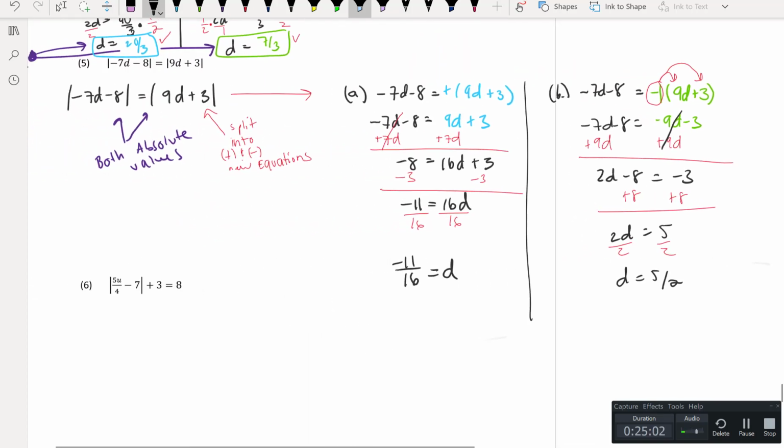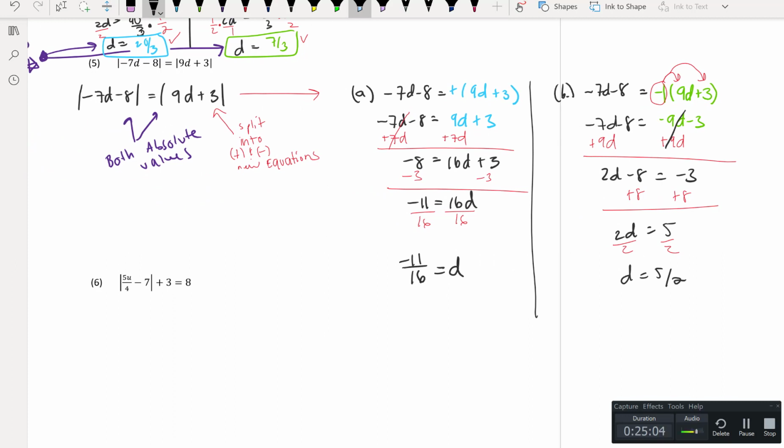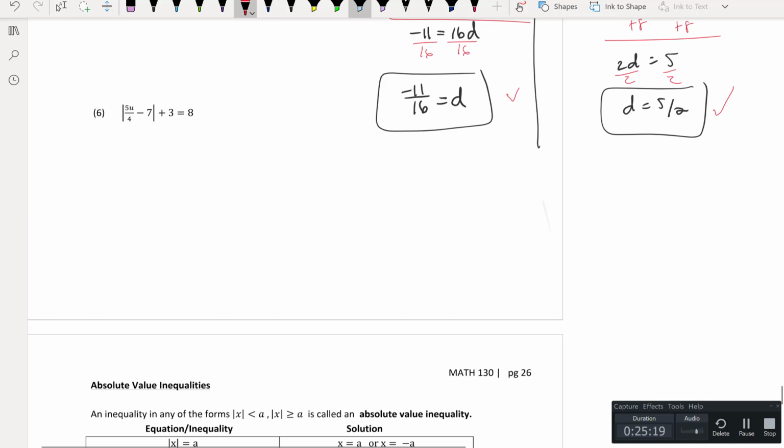So this is where I'm going to grab my calculator and go ahead and try these values. And just know that I did, and both of these work out. I just don't want to make this video too long.